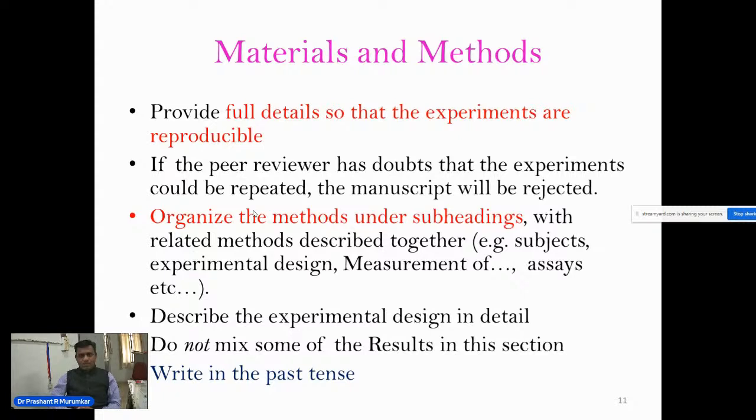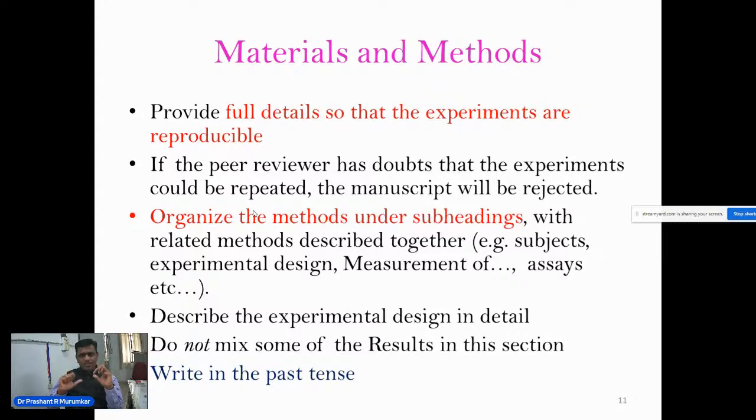So then you need to sub-segregate by giving subheadings about the materials and methods, with related methods which you have described there, like subjects, experimental design, the measurement of the activity, or whatever assay you have carried out. You can sub-categorize it under the heading called methods, and then you can describe the experimental design in detail. You are not supposed to discuss the results in this section.